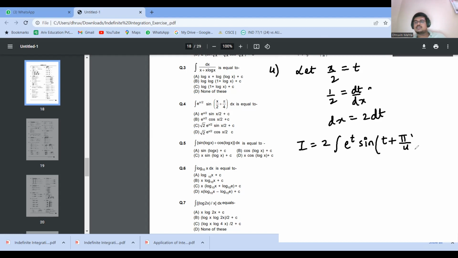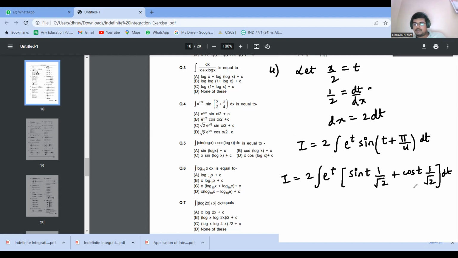Are you all following this? Yeah. Achha, you'll have to expand this bracket, guys. Expand this bracket and tell me what are we getting. Sine t cos pi by 4 plus cos t sine pi by 4. So when we do sine t, now cos pi by 4, what is cos pi by 4? 1 by root 2. Plus cos t into sine pi by 4 is also 1 by root 2. Okay, ये 1 by root 2 कॉमन लेके बाहर आ जाएगा. So we have 2 by root 2 integration e raised to t into sin t plus cos t. Are you all following this? Yeah.